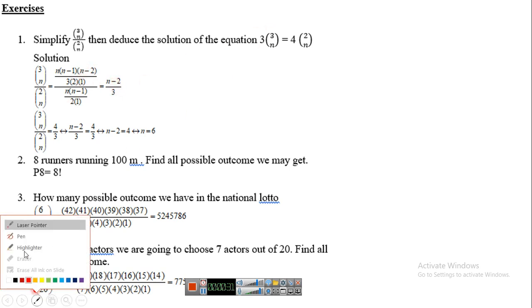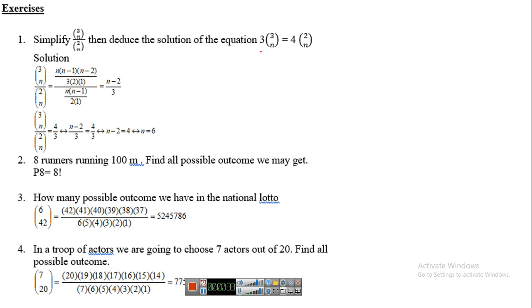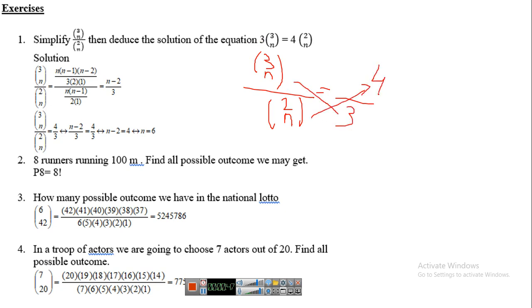If you want to find n, if you have this equation, you can say that combination 3 out of n over combination 2 out of n equals 4. Cross multiply: the coefficient on the left is 3, so it must go down, and here the coefficient is 4, and we know that this is equal to n minus 2 over 3. You do cross multiply, and you're going to get n is 6.